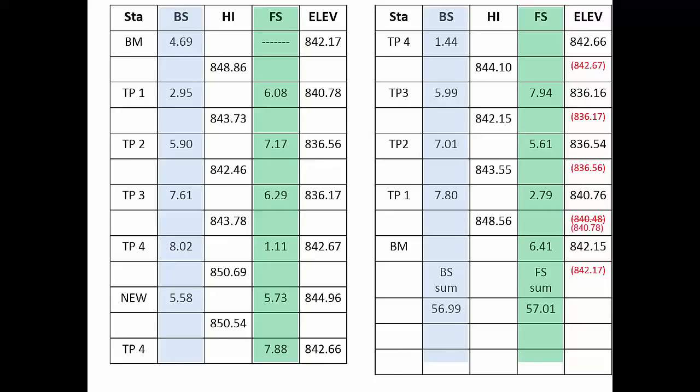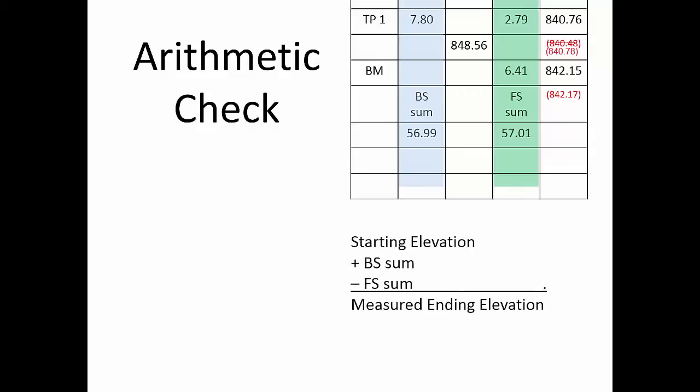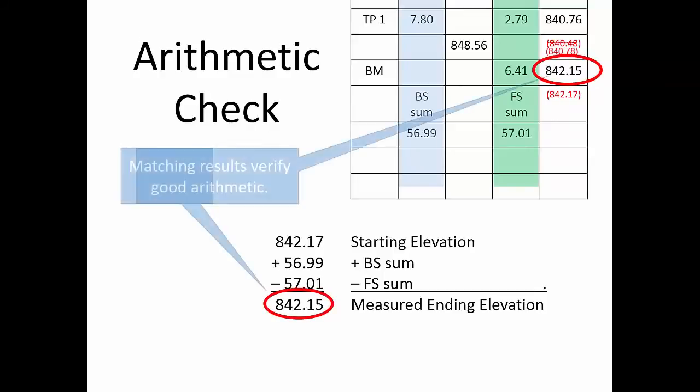To complete the arithmetic check, we have a simple sequence. To the starting elevation, that is the elevation of our known benchmark, let's add the back sight sum and subtract the foresight sum. This result should match the ending elevation you computed in the tabular field notes. If these numbers don't match, then there is a computation blunder somewhere in the process. When that happens, carefully recompute your work until you find and correct the mistake.